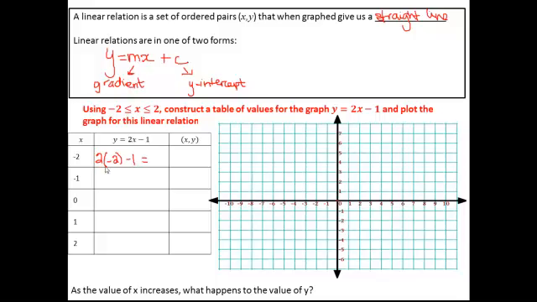2 times negative 2 is negative 4. Take away another 1 is negative 5. So the first point on my line is the point negative 2, negative 5.